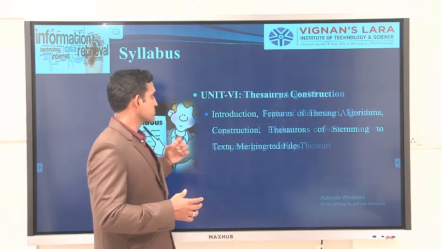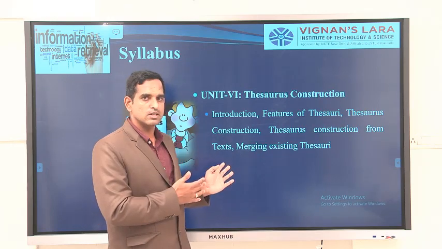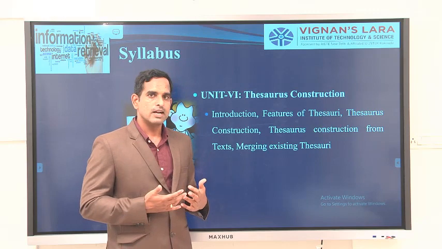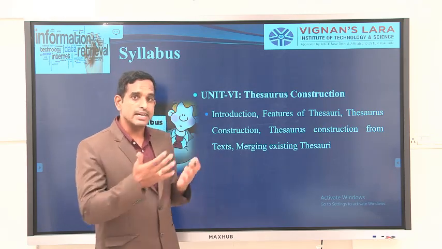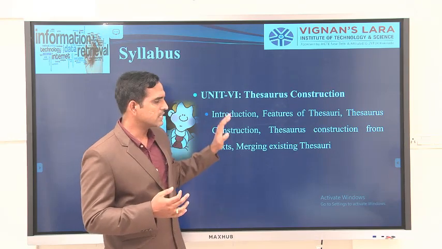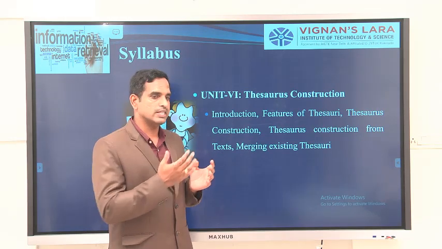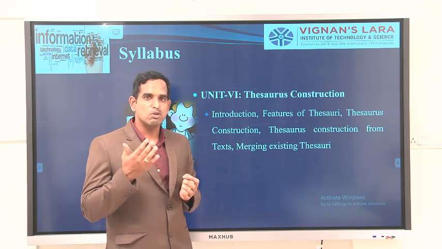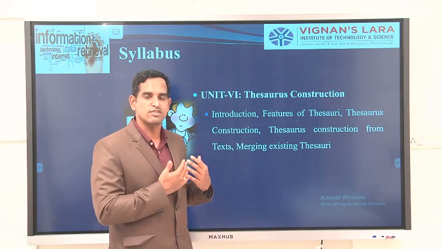And last, the sixth unit will be about thesaurus construction. This is another method of faster retrieval of your data. I think you must know that a thesaurus is used to create related words for your particular files. So this is also for faster retrieval of your data. So units 3, 4, 5, and also 6 are about faster retrieval of your data.